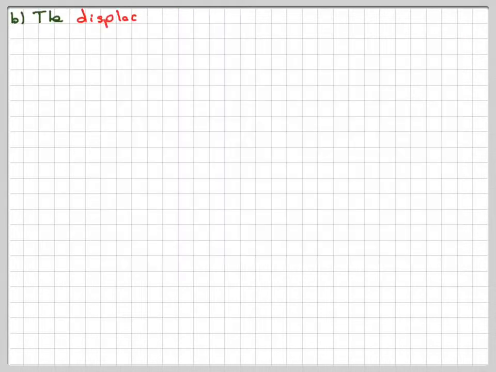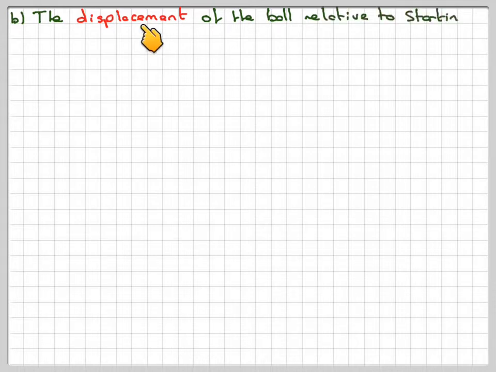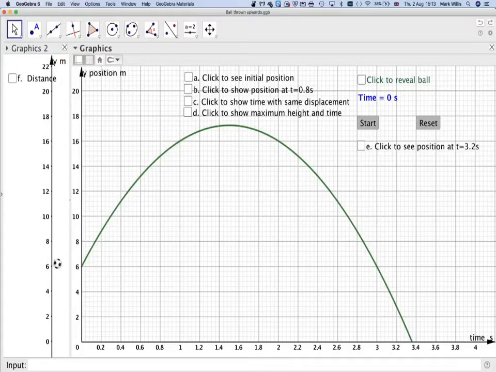Okay, so then it says the displacement. Now, interesting use of the word displacement, because remember, displacement is a vector quantity, so it has a distance in a certain direction of the ball relative to the starting position. So if we jump back to this, on your graph, you need to find 0.8, draw a line up to the graph, and then across, and then you read off here.